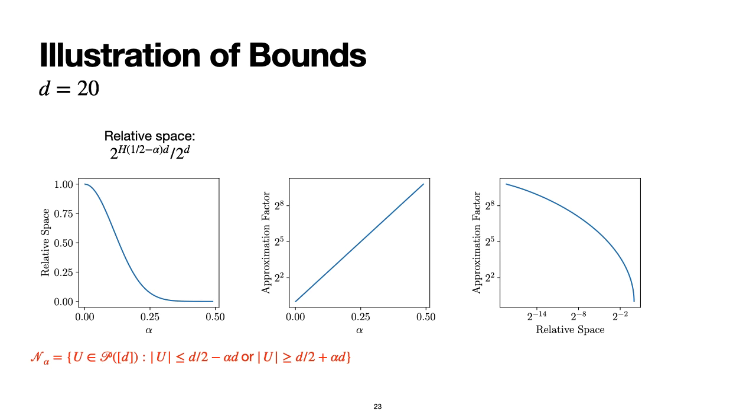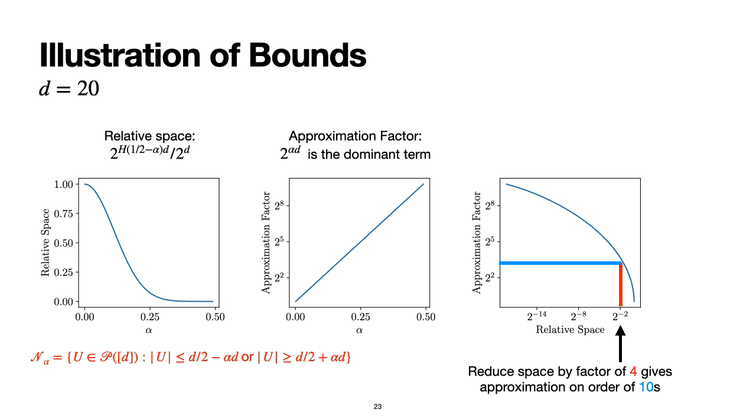So just to illustrate what's going on here, we have the relative space on the left-hand side. This is the fraction of sets stored in the net divided by the size of the power set. As alpha increases, I store sets increasingly further away from the center of the power sets, meaning fewer sets are stored. Storing fewer sets means the approximation factor increases, and here I've plotted 2 to the alpha d, which is the dominant term in the approximation factor.